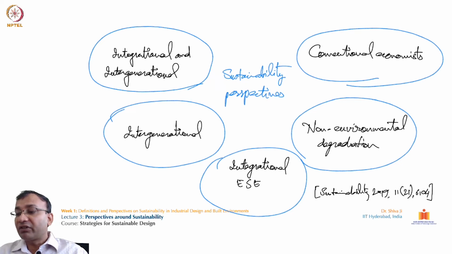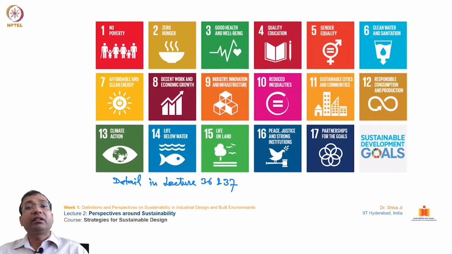integrational and intergenerational perspectives. So this talks about integrating the society, integrating the different species, and talking about intergeneration. That means not just this generation in which we are living, but future generations also. And for handling such situations, the United Nations has come up with 17 sustainable development goals. We know them generally as SDGs, UN SDGs.